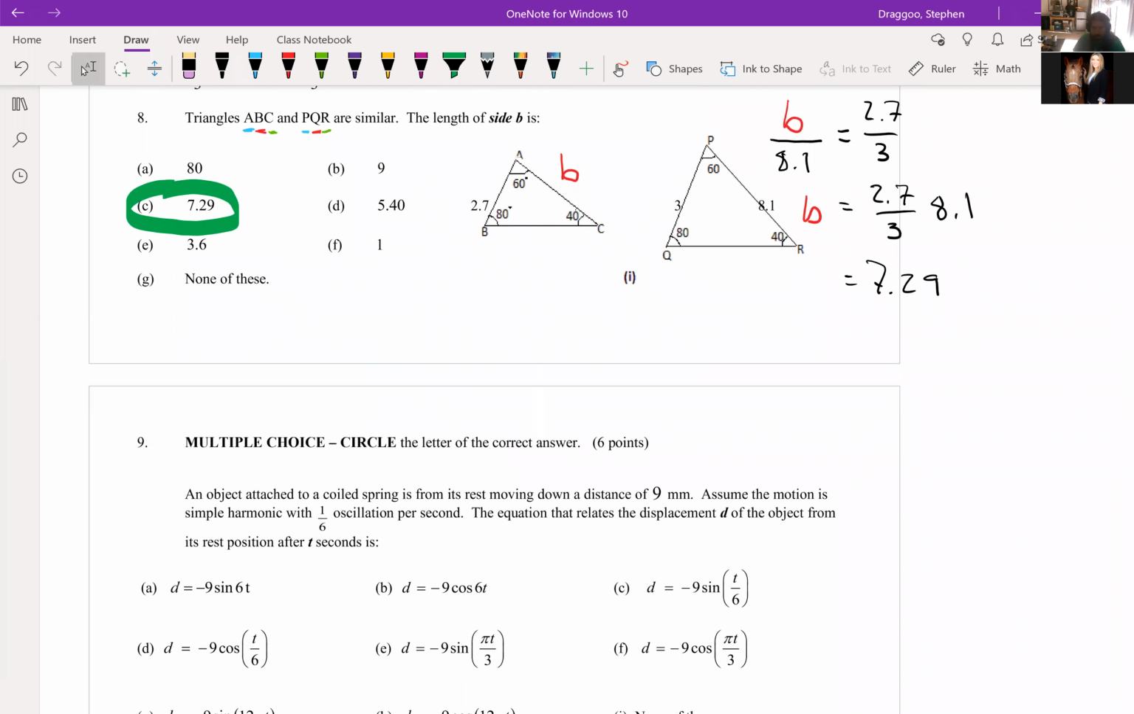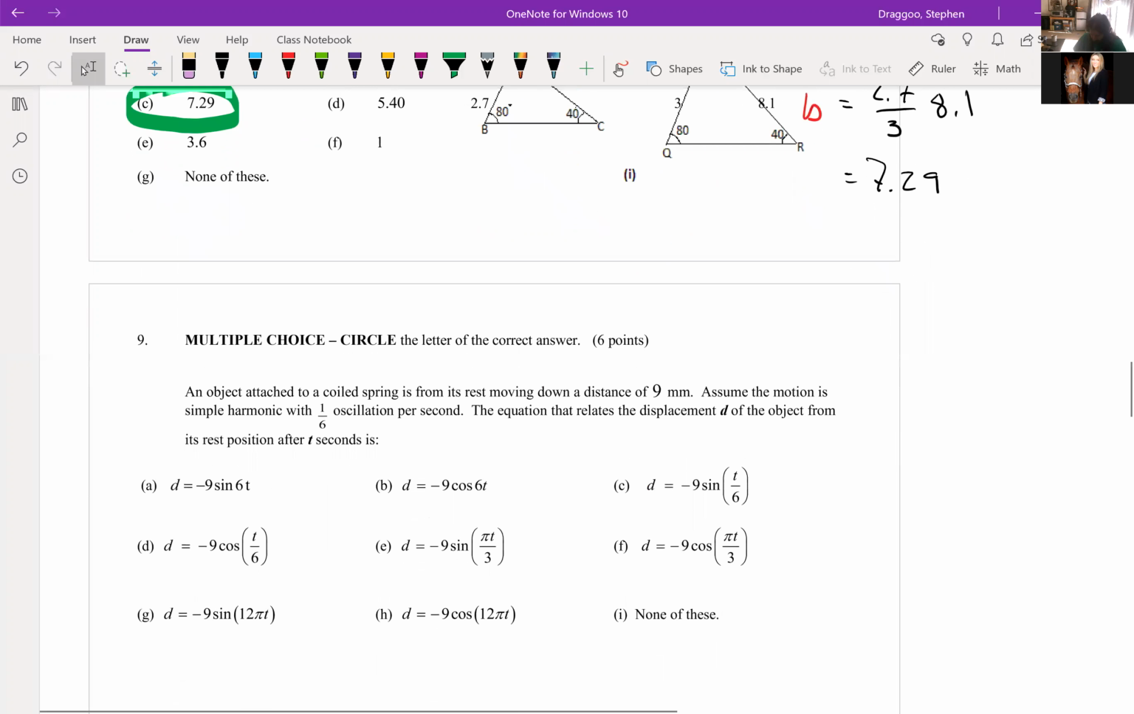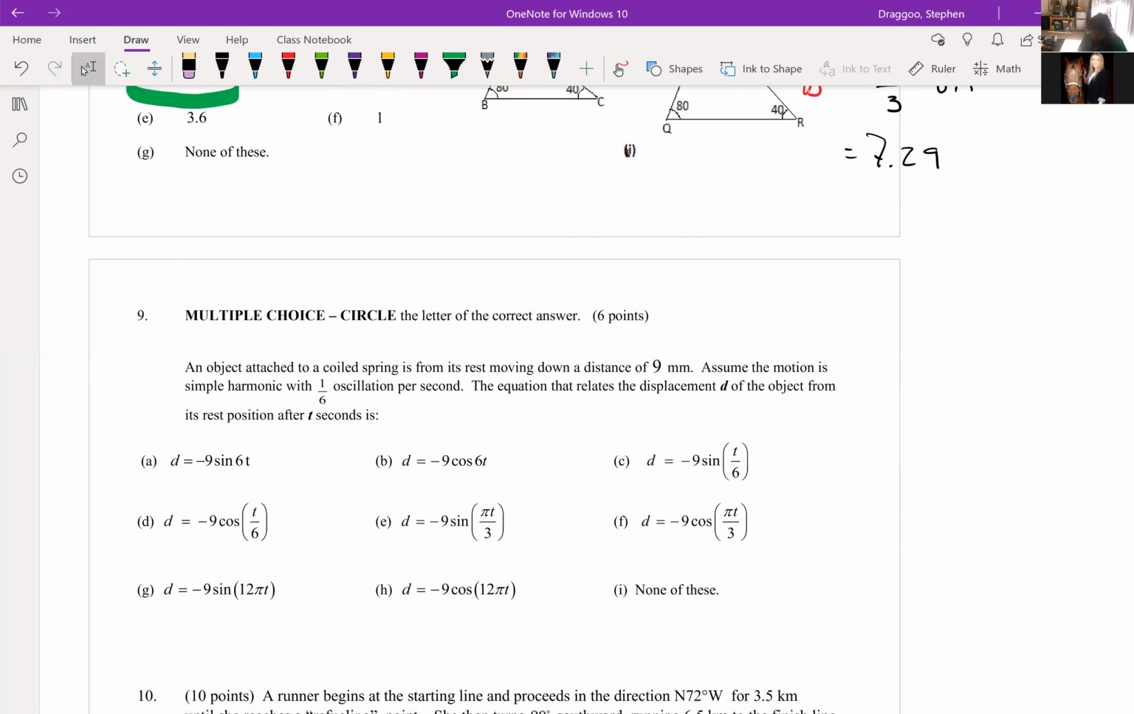Alright, hey look, even more multiple choice. Isn't that nice? Okay, so let's check this out. We have some words about simple harmonic motion. An object attached to a coil spring is from its rest moving down a distance of 9 millimeters, and it's got 1/6 oscillations per second. Figure out what the equation should be. So, some important things. That 9 millimeters means that the absolute value of A is 9.